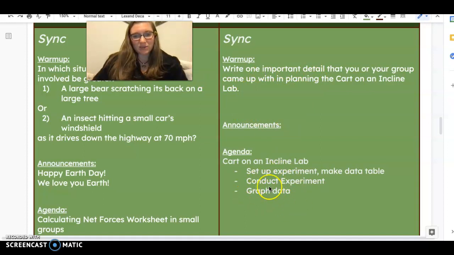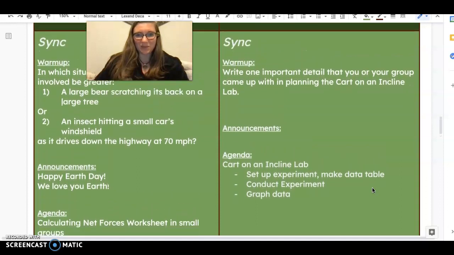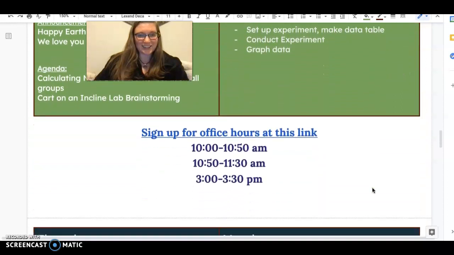And then the agenda for Tuesday is that we will do the cart on an incline lab. I'm going to have you make a data table. I'll use a slideshow to guide you through it, but you are going to be creating the stuff that you need for it. Not the carts and stuff, that is already made, but the data collection stuff with that.